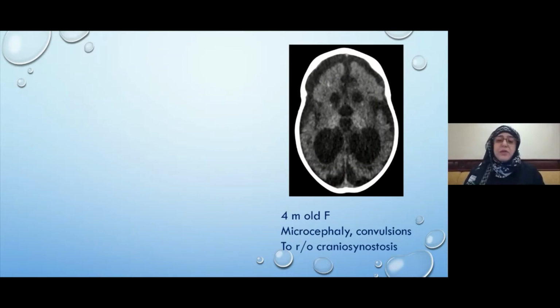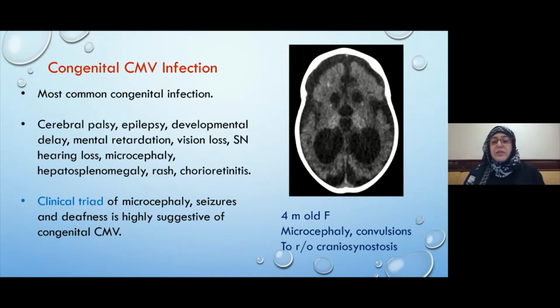This is an example of a child who was referred to us to rule out craniosynostosis. This child had microcephaly, and we can see cerebral atrophy, intracranial calcifications, and ventriculomegaly. This child was diagnosed with CMV infection. These children would commonly have developmental delay, hearing loss, vision loss, plus other abdominal systemic findings. The clinical triad of microcephaly, seizures, and deafness is highly suggestive of congenital CMV infection.